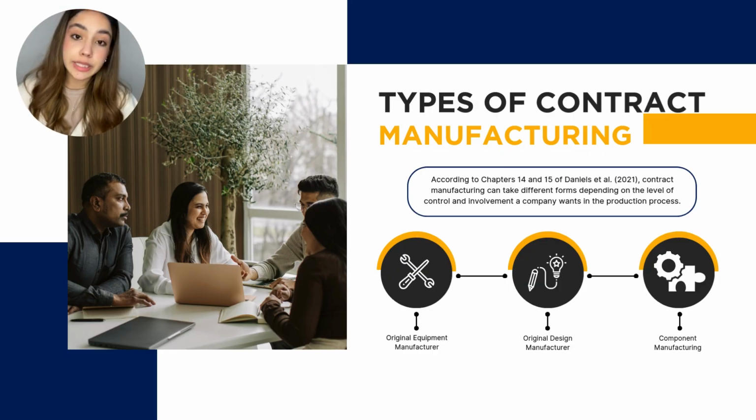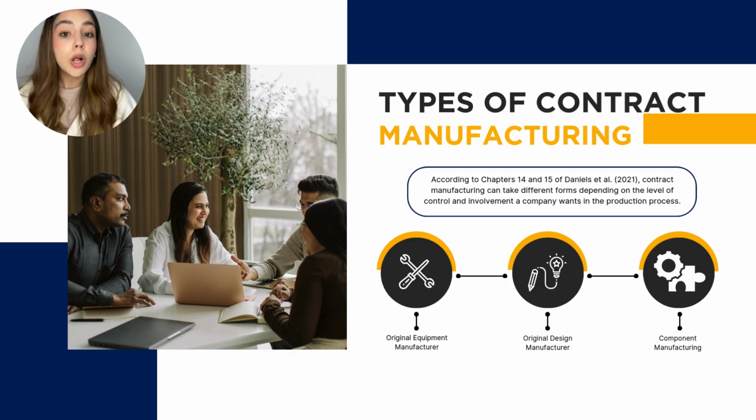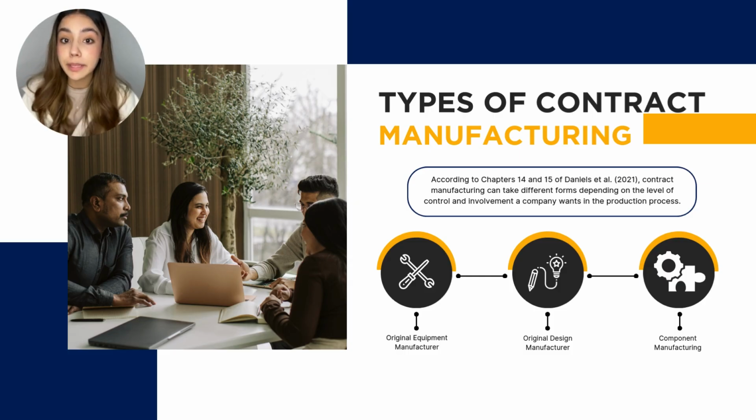According to chapters 14 and 15 of Daniels 2021, contract manufacturing can take different forms depending on the level of control and involvement a company wants in the production process. Some firms provide detailed specifications and only outsource assembly, while others rely on the manufacturer to handle both design and production. The choice depends on factors like cost, expertise, and speed to market.